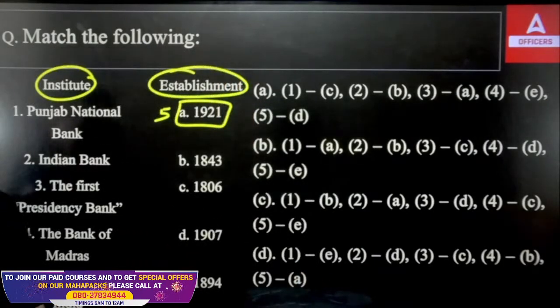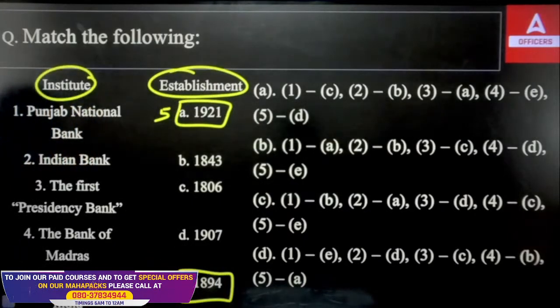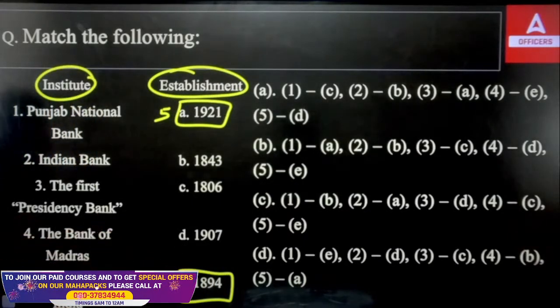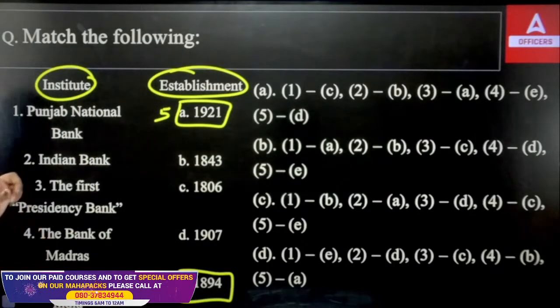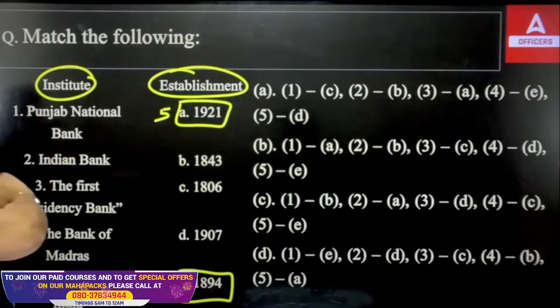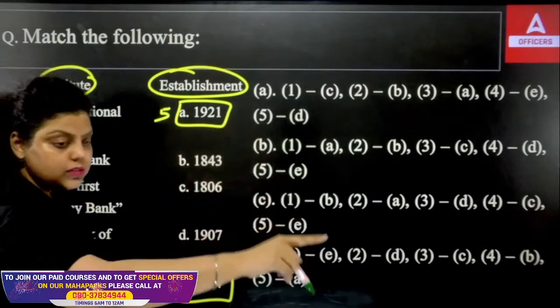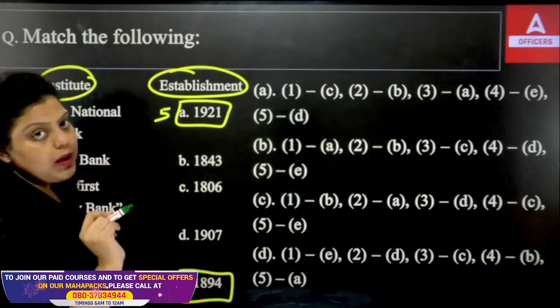Now, do I know the Punjab National Bank? Yes, I do. Punjab National Bank was established in 1894. Okay, it stayed in Pakistan also after the independence for 1 year. Next, the first Presidency Bank, I even know this. The first Presidency Bank was the Bank of Calcutta, but its name was changed in 1809. That was Bank of Bengal.